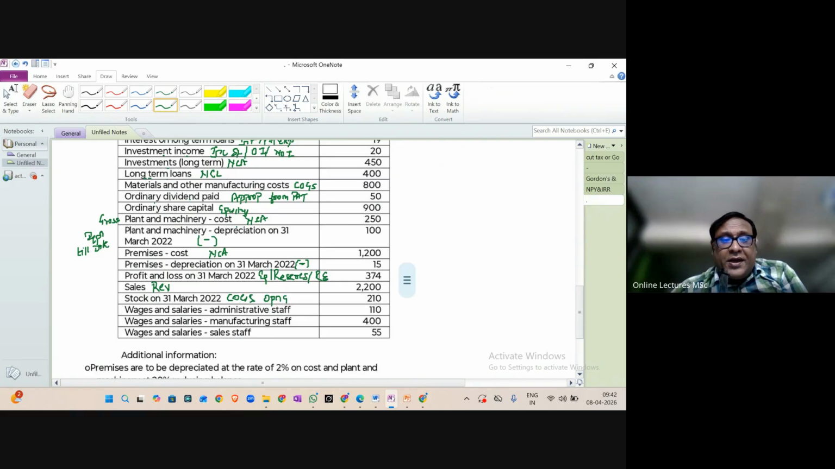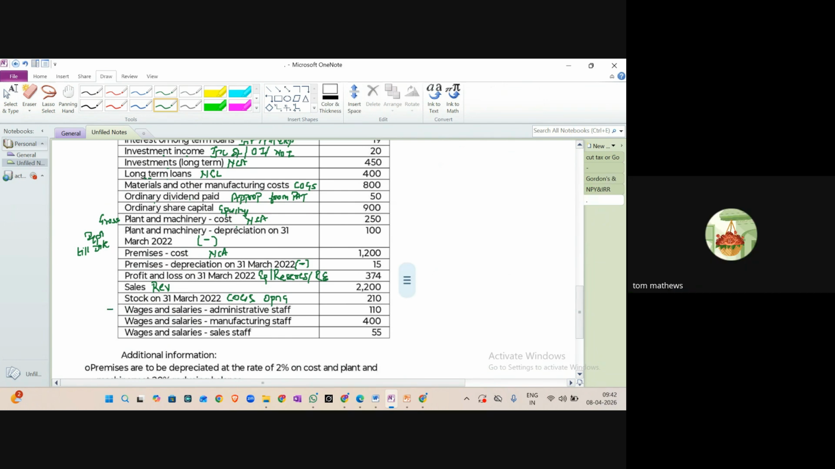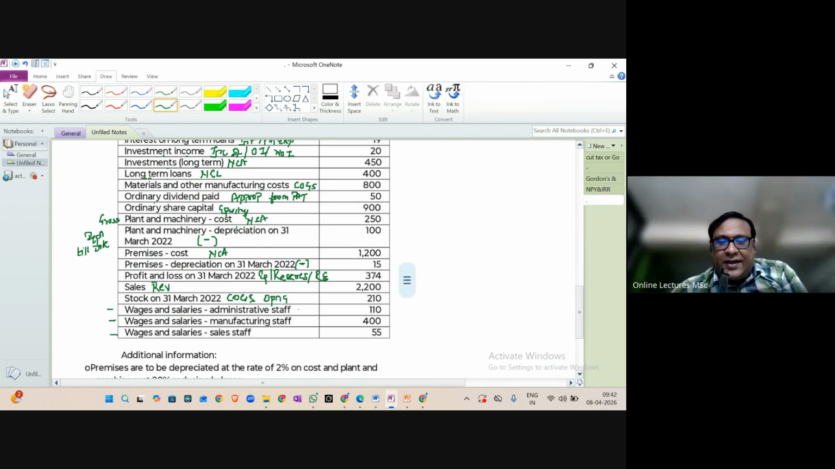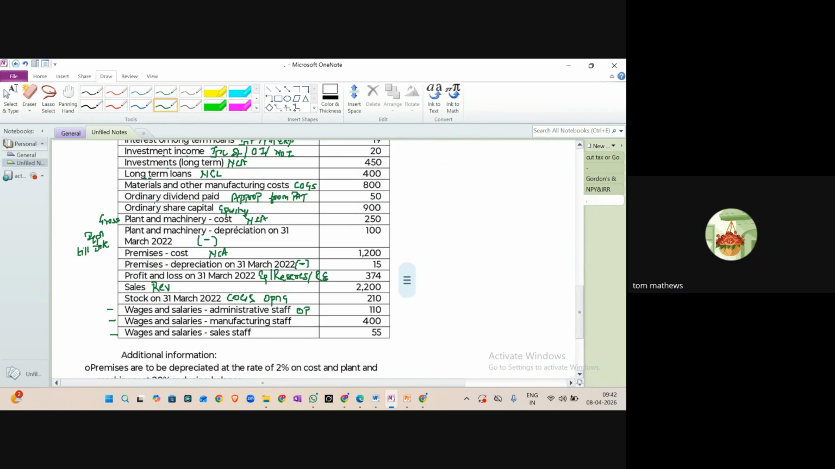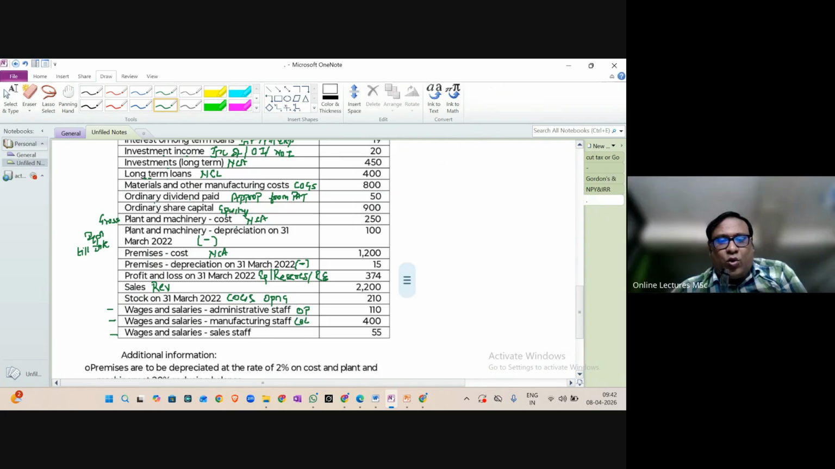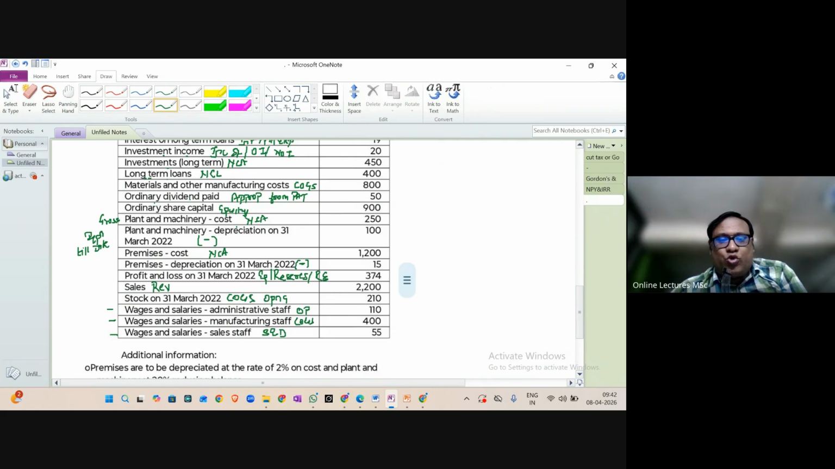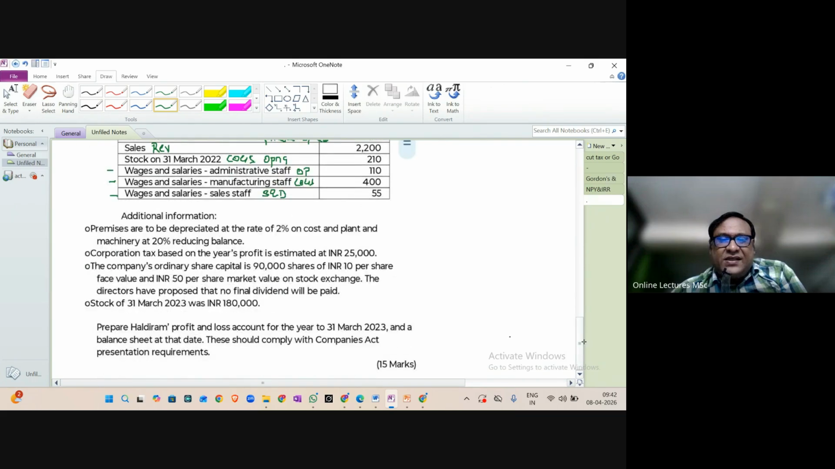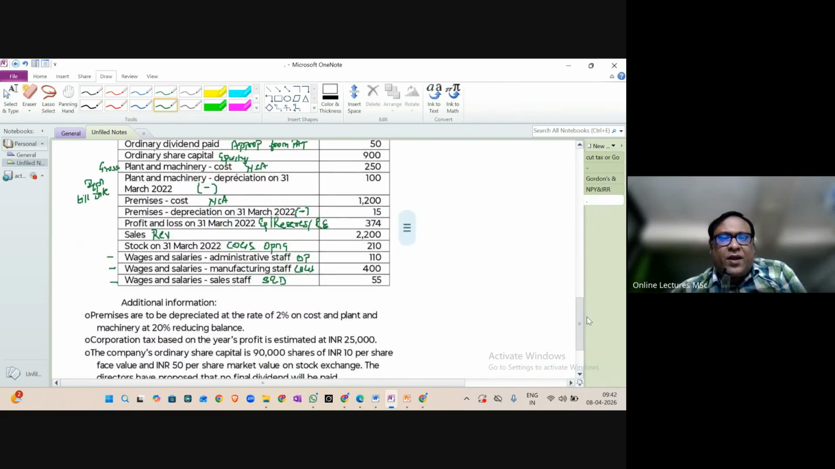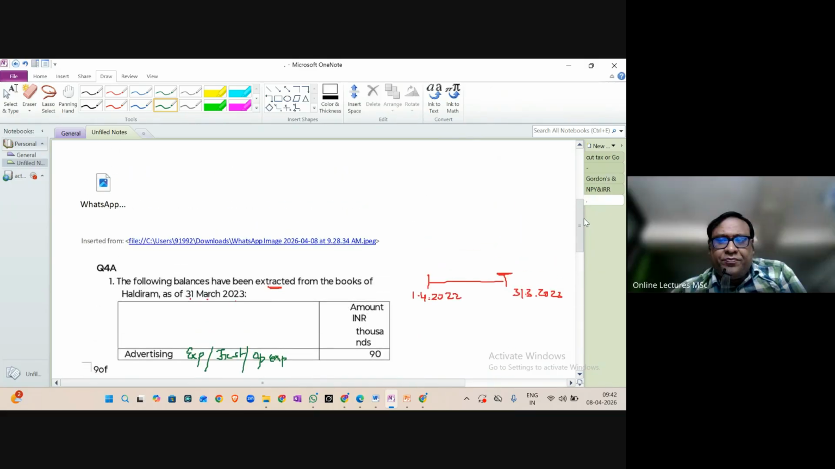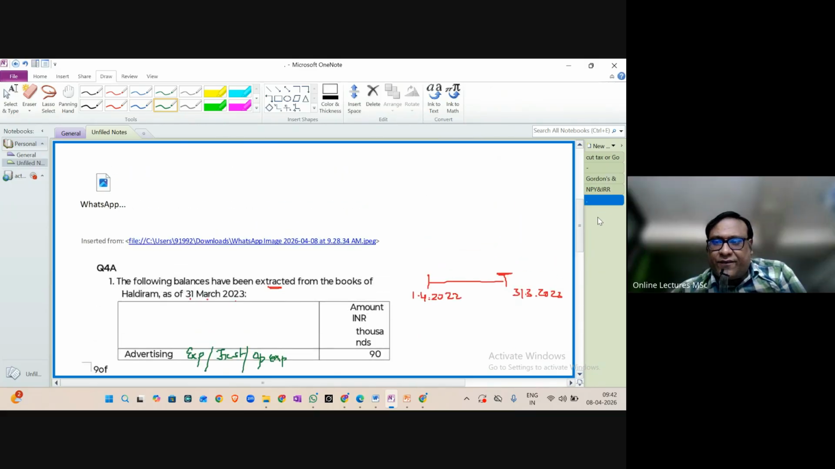Hold it. Now see, wages and salaries. Administrative staff, it is in operating expenses. Correct. Manufacturing staff, it comes under COGS. COGS, very good. Wages and salaries of sales staff, it is distribution cost. Selling and distribution, fantastic. Tom, we'll revisit this question when we are solving the final accounts. Correct? Yes. Right now, our objective was only to discuss the trial balance. All good, Tom? Yes. Fantastic, sir. Very good performance.